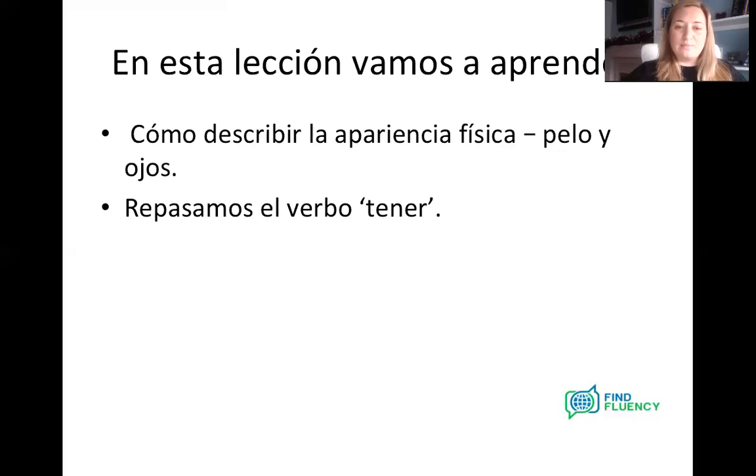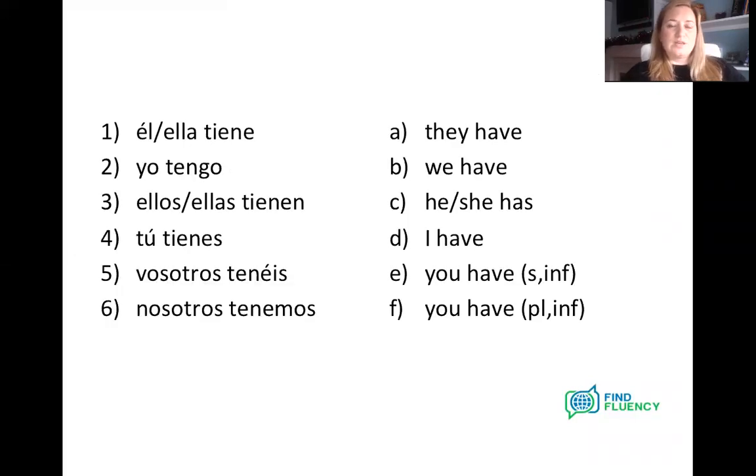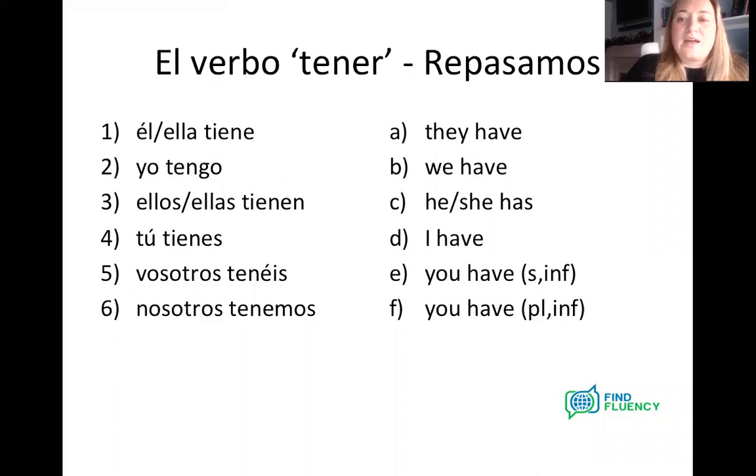So, repasamos el verbo tener, revising the verb tener, to have. Okay, so starting with a little bit of revision, un poco de repaso sobre el verbo tener, about the verb tener. So I've got down the left-hand side, I have the person that's doing the action, and then I have the part of the verb in Spanish. And then on the right-hand side, I have the English translation.